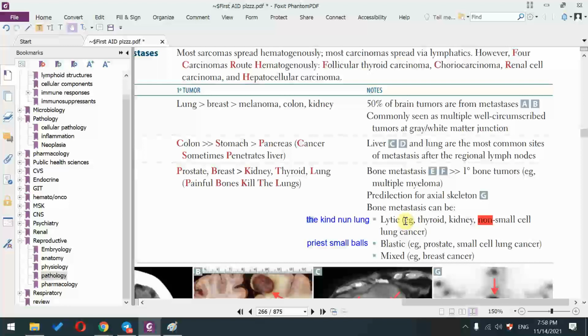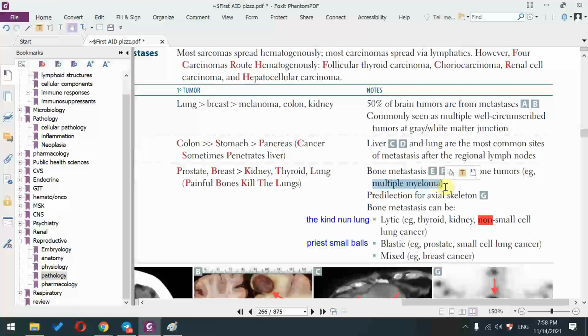The TH for the thyroid, okay? K for kidney, N for non-small cell lung cancer. So that reminds me that the K, N, and L are basically lytic forms of lesions, while if we speak about the blastic, it's all of the other ones. So they write here bone metastasis is more common than primary bone tumors.